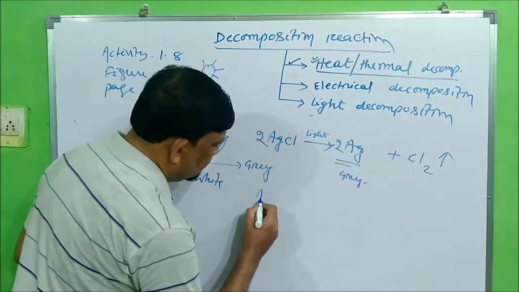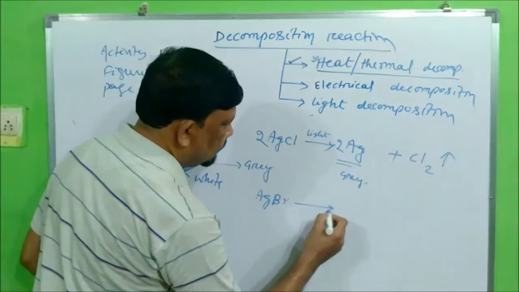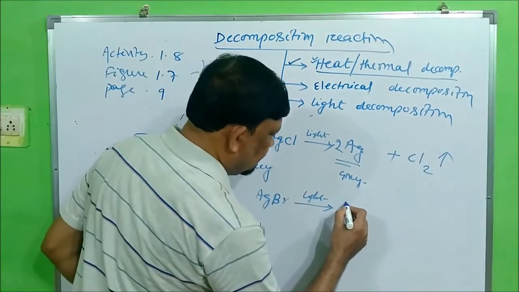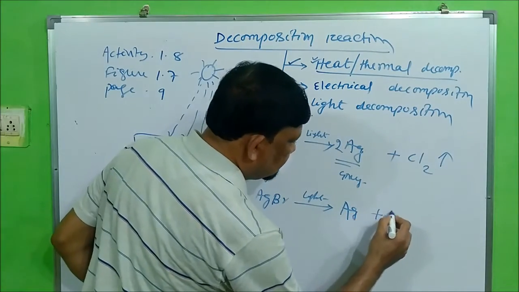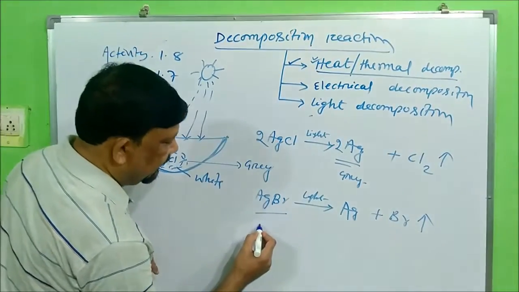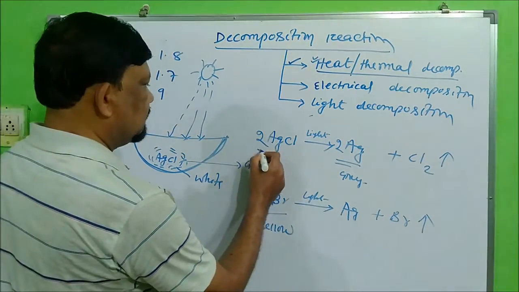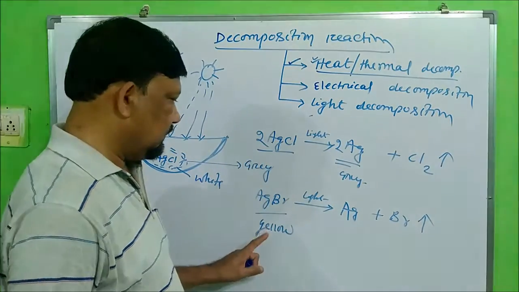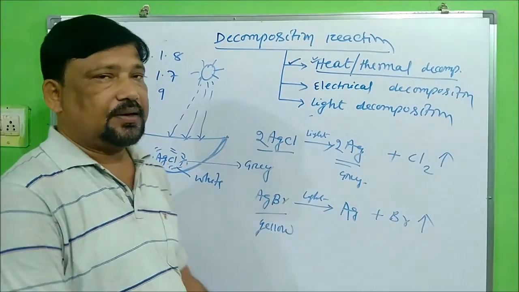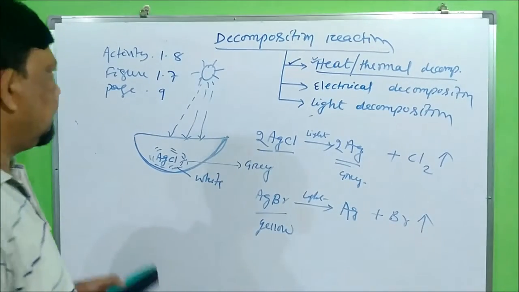The same thing is true with silver bromide. It also undergoes breakdown under light to give you silver plus bromine gas. Silver bromide is yellow in color and this is white in color. Again a gray color is formed. This chemical is used in black and white photography. Next one is displacement reaction.